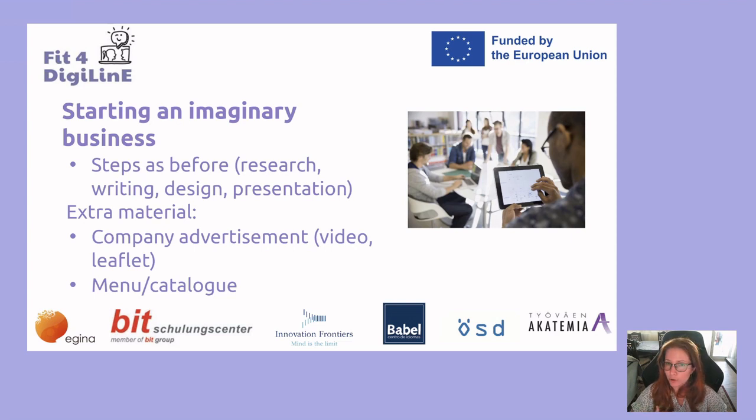Here they could also incorporate some extra material. For example, they could create their own company advertisement. It could be a video, so for that make sure to check Module 6, Part 1, Video 2, or a leaflet that can be created in Canva. An idea for extra material could also be creating a menu or a catalog. We will now see what a menu can look like.